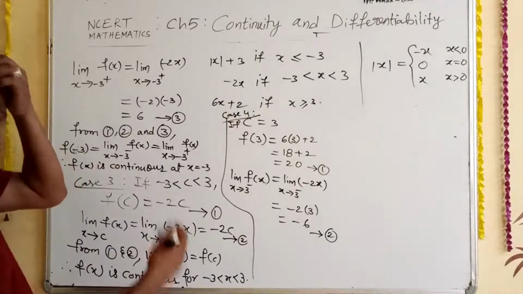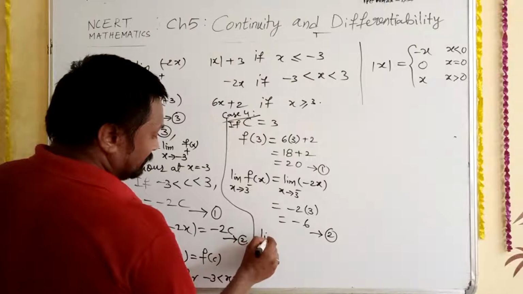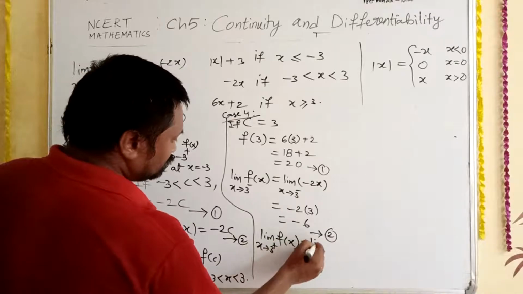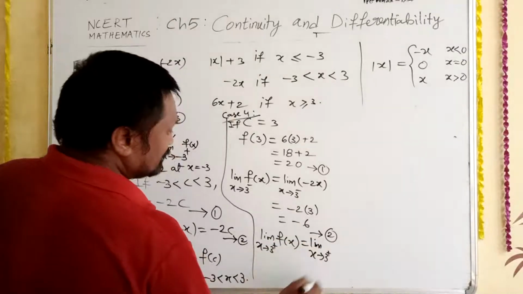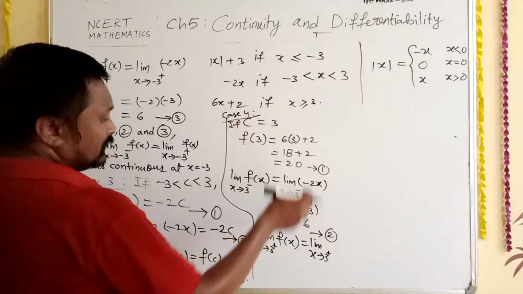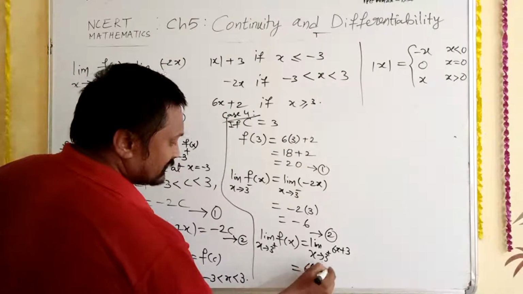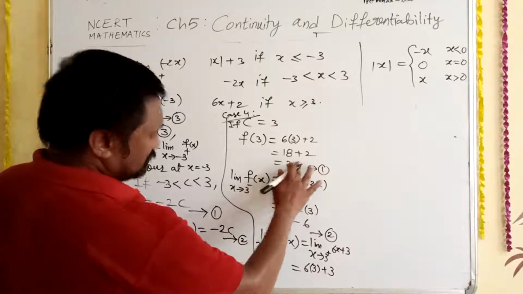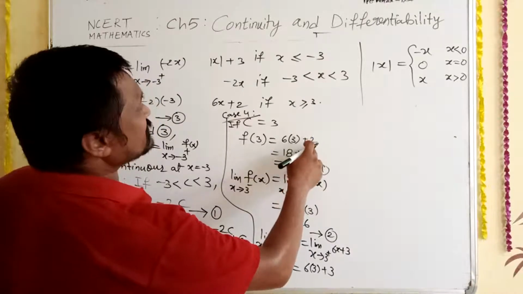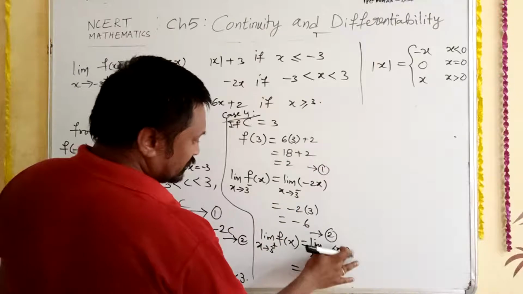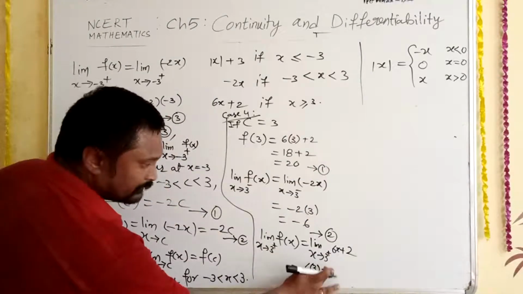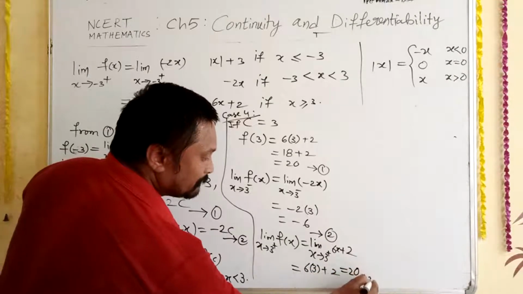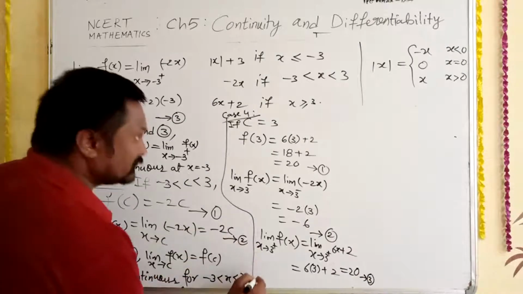From here itself we can say that it is not continuous, but still we go for the RHL also. Limit x tends to 3 plus f of x is nothing but, when x is greater than 3, 6x plus 2. So 6 3s are 18, 18 plus 2, 20. This is equation number 3.